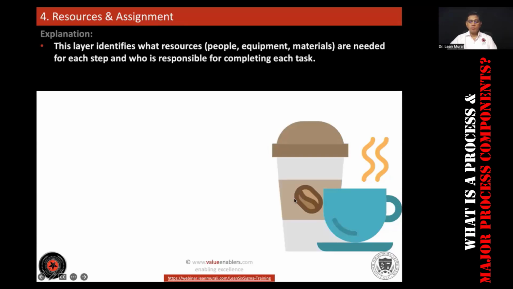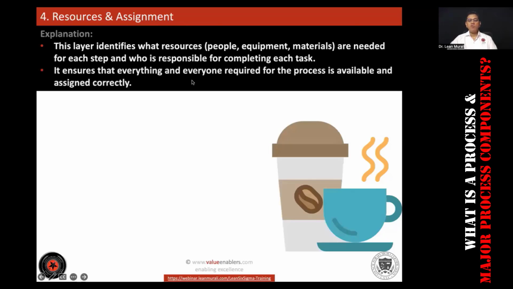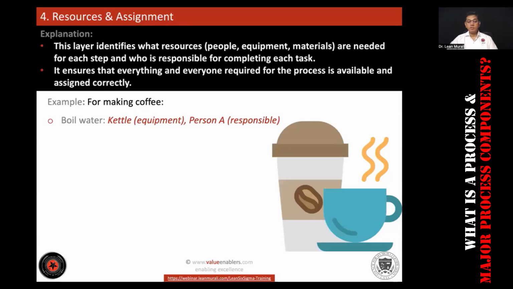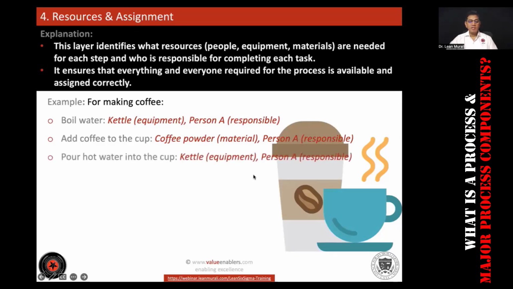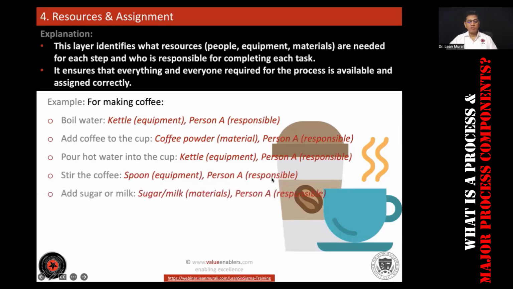So, if you see, it ensures that everything and everyone required for the process is available and it is assigned correctly. So, for making coffee, what is the equipment needed? You need a kettle, you need a person who is responsible for it. And for adding coffee to the cup, you need coffee powder as material, and a person who is accountable or responsible for this. And you pour hot water into the cup, you have equipment, you have a person responsible. For stirring, you need a spoon, you have a person responsible. For adding sugar, you need sugar and raw materials, and a person responsible.